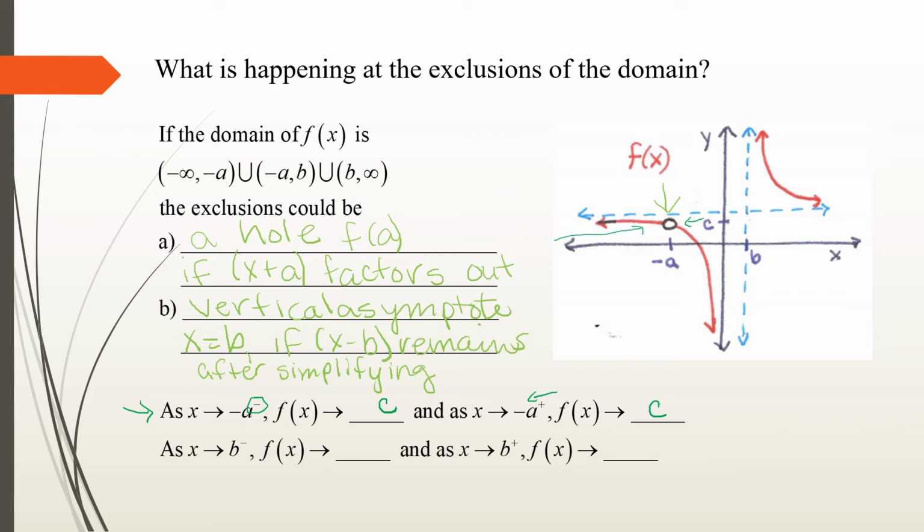Let's take a look at the b then. As x approaches b from the left, so I'm coming down here, it looks like it's going towards negative infinity. And as I approach b from the right, it's going up, so it's approaching infinity. We will be asking you for these types of limits or behaviors.